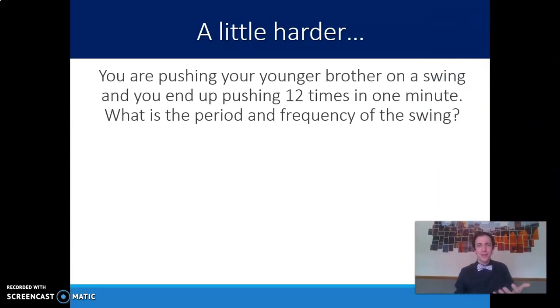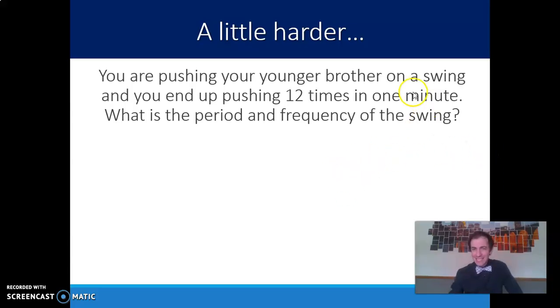Now, an example that's a little bit more involved is one shown right here. You're pushing your younger brother on a swing. You end up pushing 12 times in 1 minute. What's the period and frequency of the swing? And the tricky part here is that 12 is not the period and it's not the frequency. You can't just say that that number, just because you're given it, is one of these important variables. Instead, you have to figure out what that 12 actually tells us.